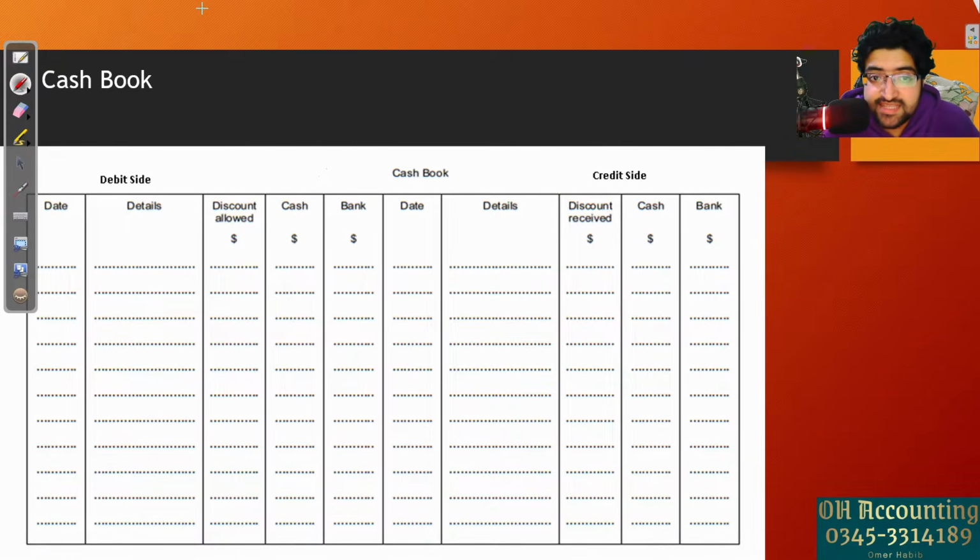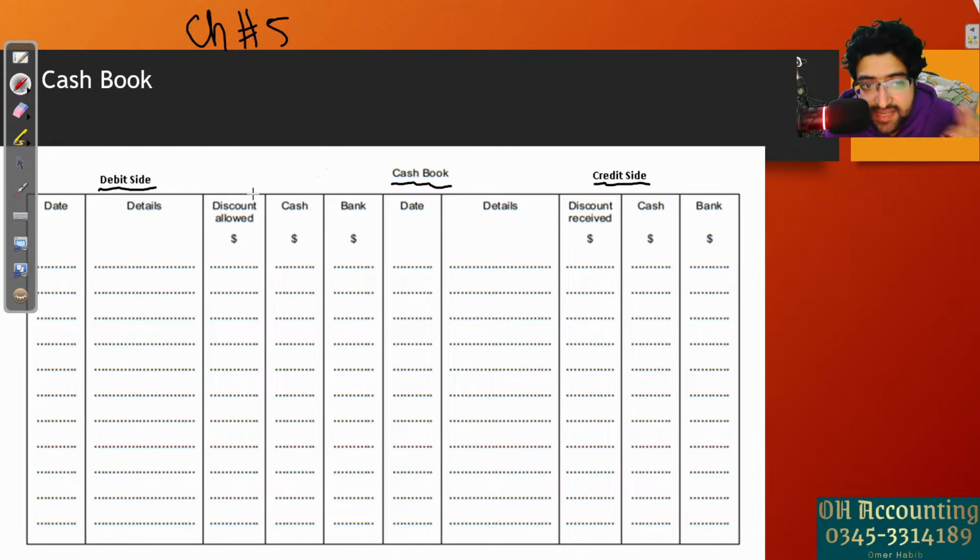Now, this is the cash book which is prepared by the business. You are aware of the cash book because we have discussed this and studied this in detail in chapter number 5, right? The purpose of the cash book is to record money coming in, which we record on the debit side, and money going out, which we record on the credit side.